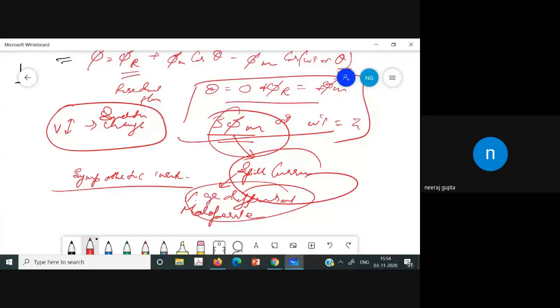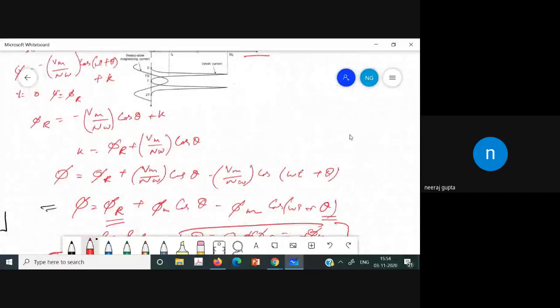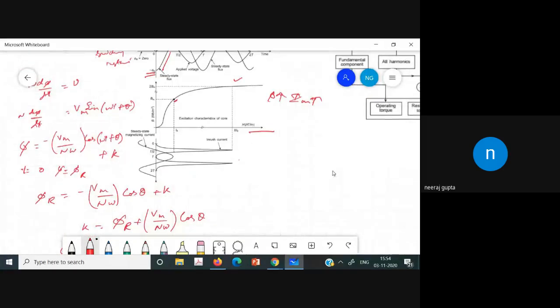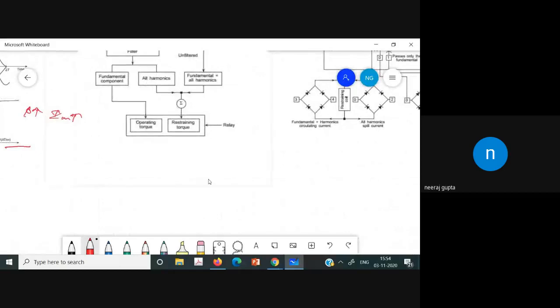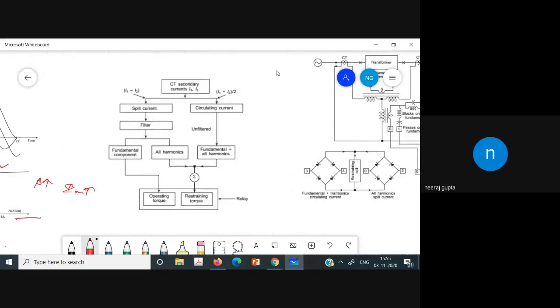Now, what is the way out of that? How can we prevent that, and what kind of relay is used for that very purpose? The relay that is used for that very purpose is the percentage differential relay with harmonic restraint. Why harmonic restraint? We can discuss.